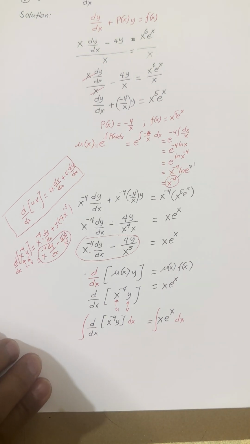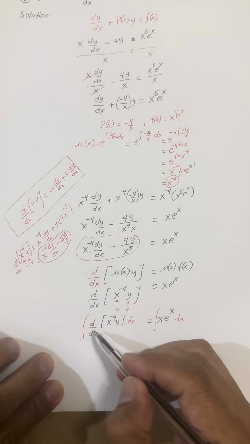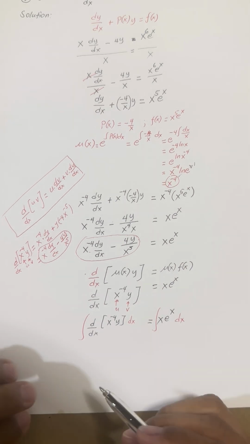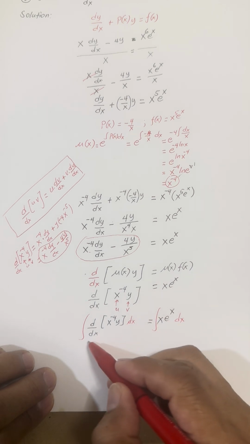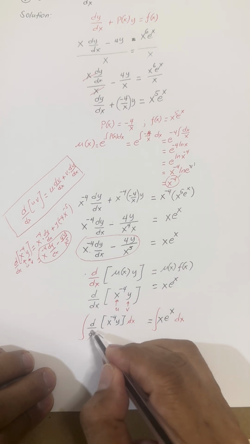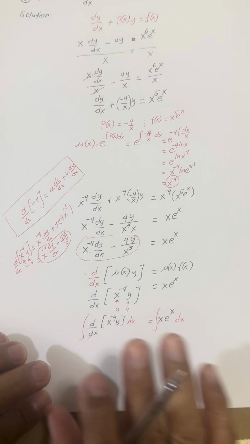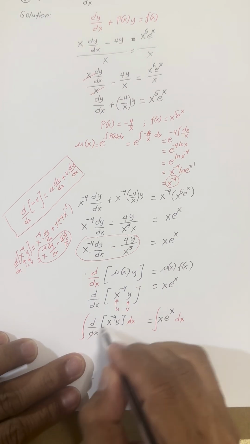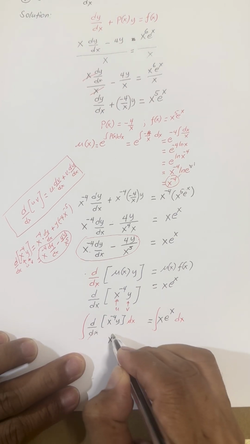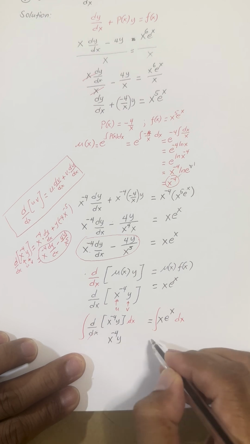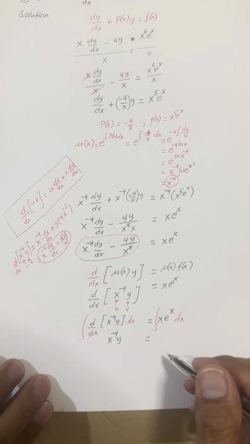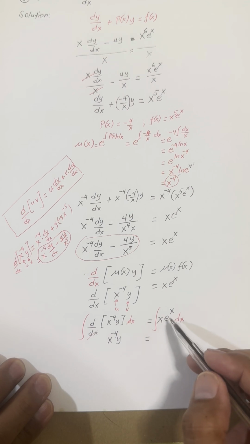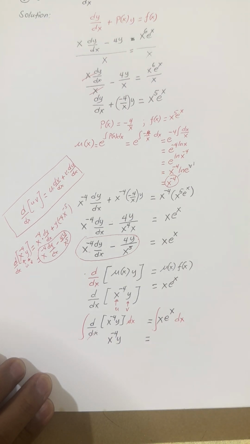Okay, so we know that differentiation and integration are opposite processes. So we have dx here, and dx. You have the differentiation and integration. We know that they are just inverse processes. So it means that the left side will just be x to the power minus 4 times y equal to the integral of x e to the x. So what shall we do with this? We can integrate this using by parts.